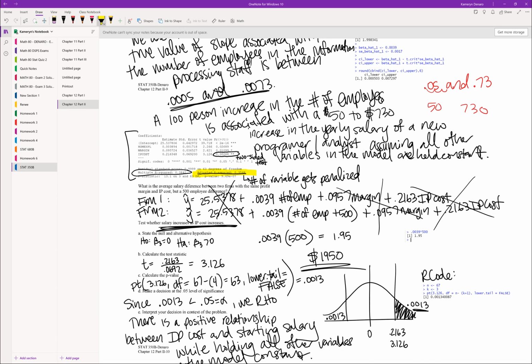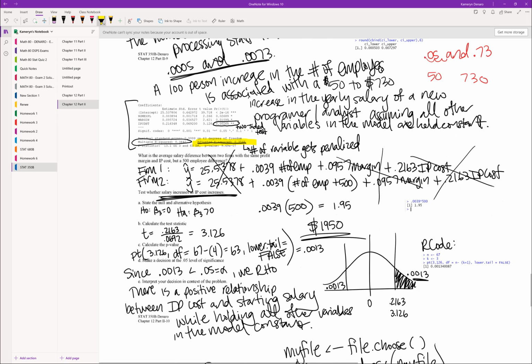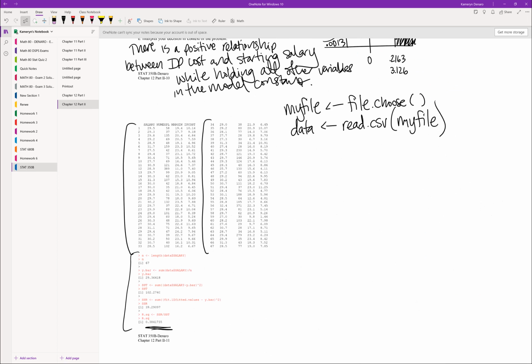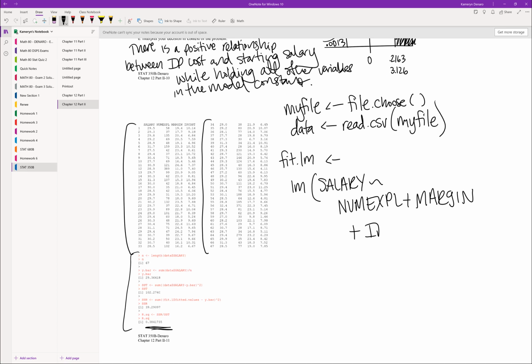Okay, I hope you learned something about testing and doing an example. What I'd like you to do is to try to use the same data set and see if you can get all of the output. I'll give you some more code here so you can try to fit a model. You could do fit.lm gets lm, let's say salary follows number of employees plus margin plus IP cost, data equals data. Then you can do summary, all lowercase, of fit.lm, and that should give you the output that we got before.